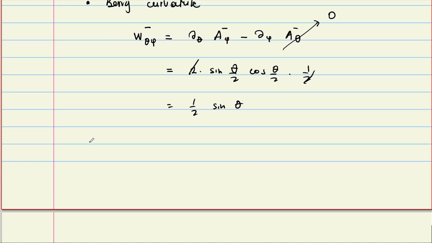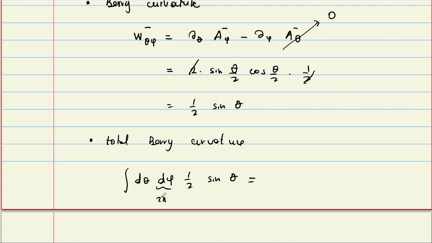And let's calculate the total Berry curvature, which is the integral of this thing over all possible theta and phi. And this one is going to give you 2 pi. These two cancel this, so this is going to be pi, and theta goes from 0 to pi. It's going to give you what, 2, right? And the result is 2 pi.